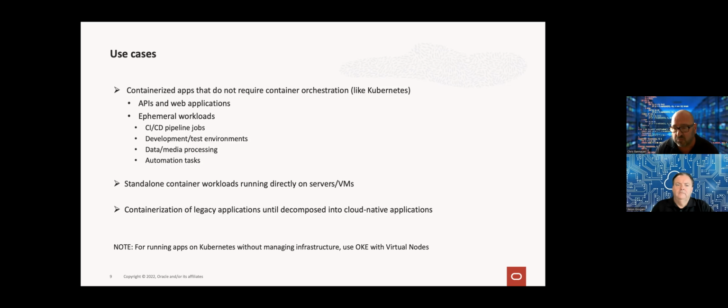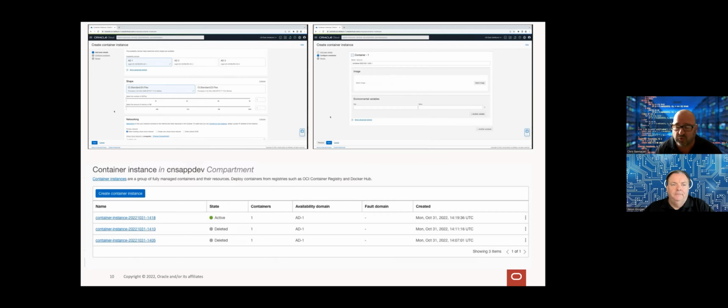And this screen really just gives you an example of what it's going to look like. As I said, it's not released yet. We don't have an exact date for the release of the container instances, but you can see from the top left, we'll create a container instance, providing things like the availability domain, the shape type that we want to use, specifying the CPU and memory allocation. We can look at the networking, which VCN it's going to run in. The next slide on the right shows us the container image that we want to use.